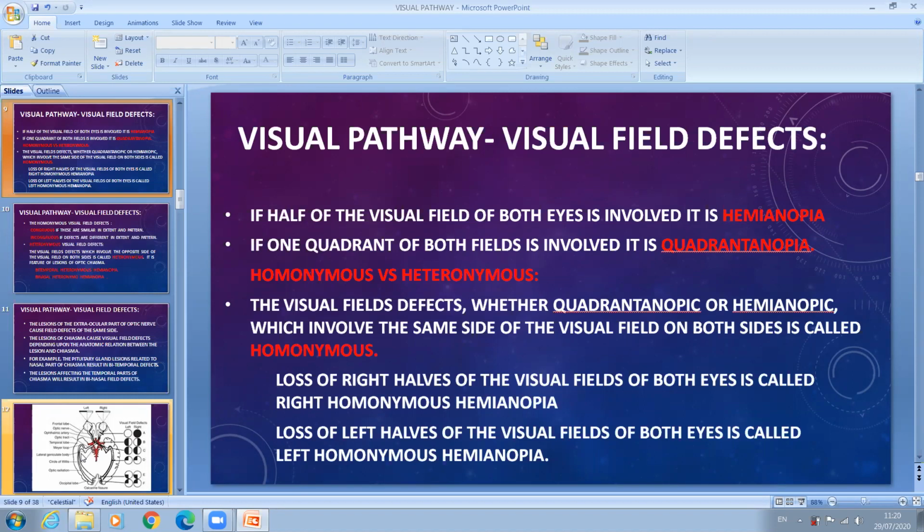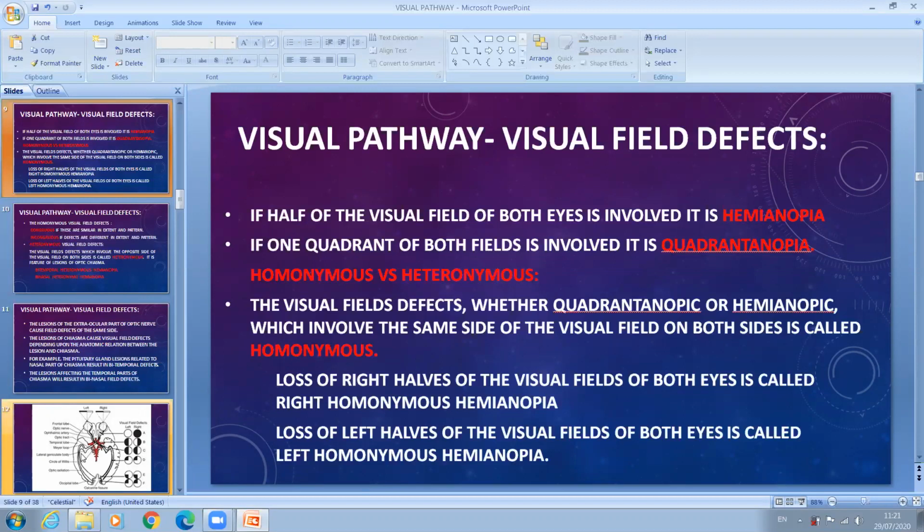I'm repeating this again. In the CNS diseases, sometimes it happens that halves of the visual fields are affected, either the temporal halves of both sides, or the nasal halves of both sides, or the temporal half of the one and the nasal half of the other, and vice versa. So when half of the field is involved, it is called hemianopia. Hemianopia means half of the visual field of both eyes is affected.